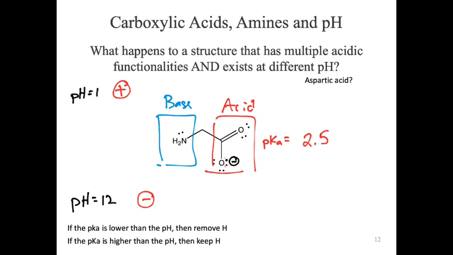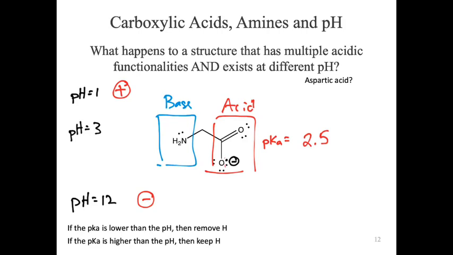Where do those change? The pH equals the pKa. We said the amine was a base, so we could kind of skip that one because we've got a pKa for this one, right? So where are we going to switch? If I went to a pH of 3, what would happen?